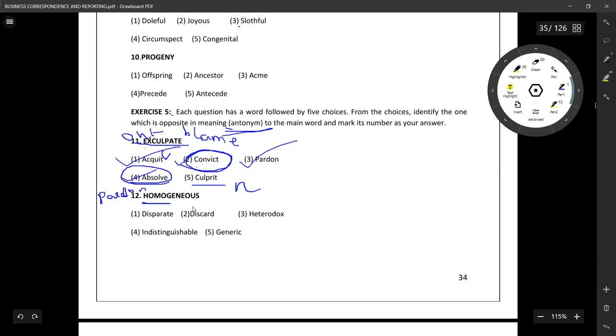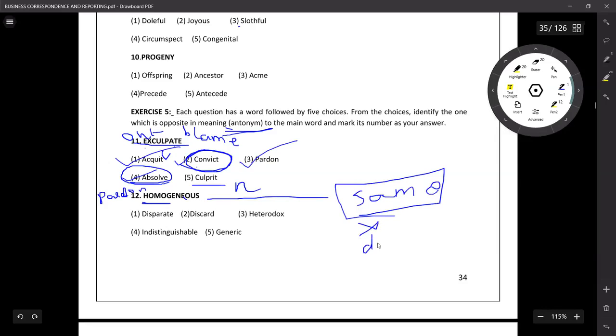Okay. Homogeneous. Homo means what, guys? When we say homo, hetero. Homo means same. Correct. Check carefully, guys. Homogeneous means same. Okay, Punita. Very good. See, guys, homo means same. Homogeneous is same. Opposite of same would be different. All of you agree with this, right? Opposite of same is different.